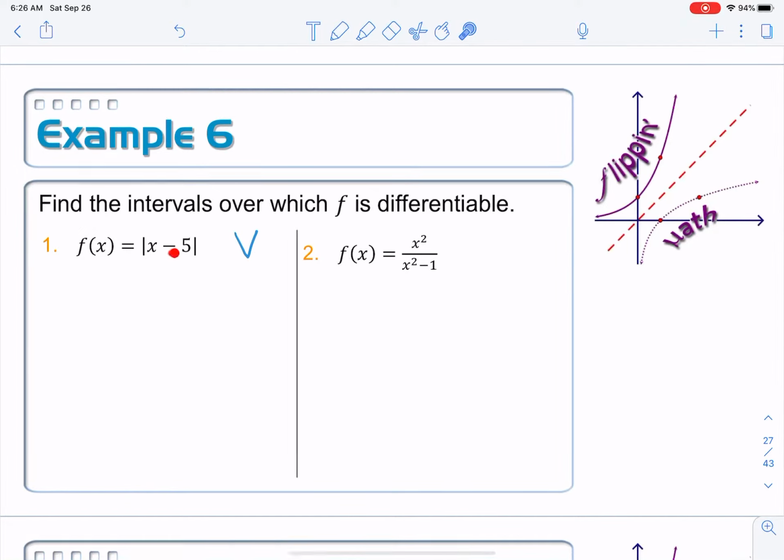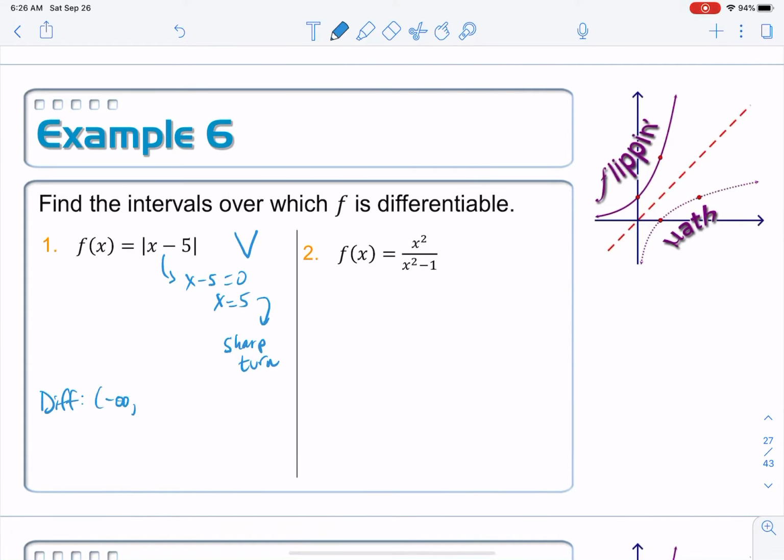Well, I can think of this x minus 5 as being translated 5 units to the right, or I can just take what's in the absolute value brackets, x minus 5. It's like finding the x-intercept here. Set it equal to 0. Add the 5 over, x is equal to 5. That's where that sharp turn is going to be. So the derivative is going to fail to exist here due to a sharp turn. All right, so we want intervals over which this is differentiable, and it's everywhere except 5.